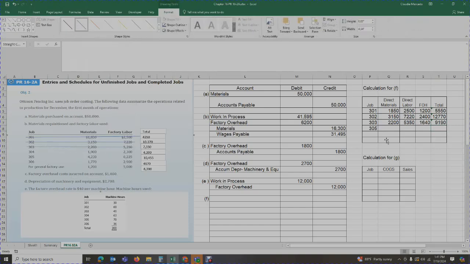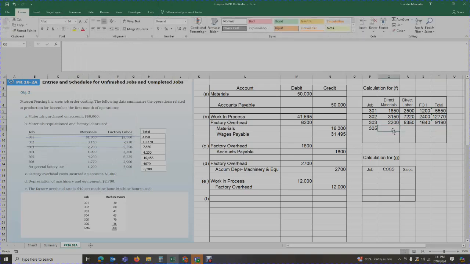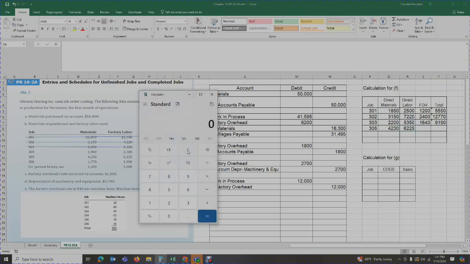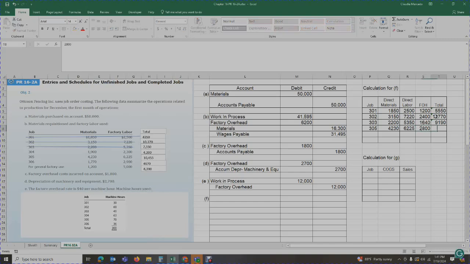Okay. And then last but not least, we've got job 305. For job 305, I have materials of $42.30. I've got labor of $62.25. And I've got overhead of, this is job 305, I've got 70 hours at $40. That's going to be $2,800. Okay, and that's going to give me a total of $13,255.